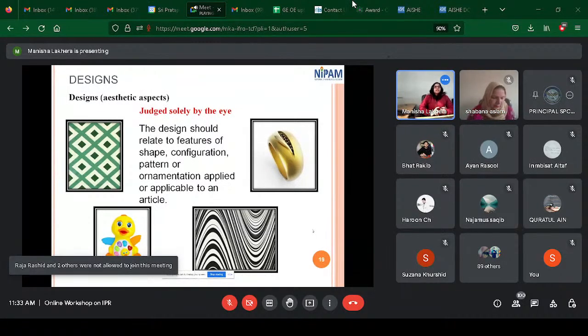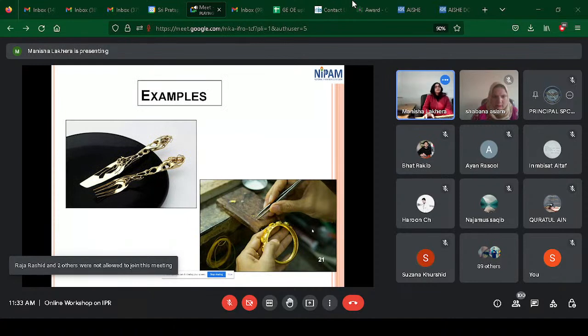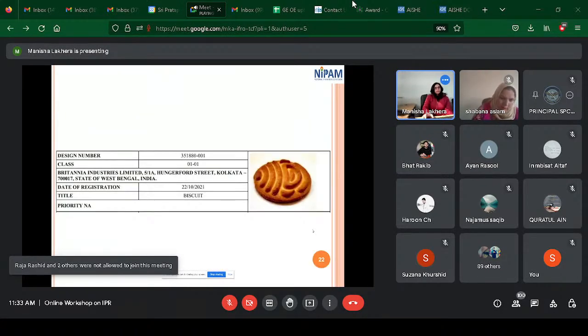Other examples are arrangement of buttons and camera on mobile phones, or the arrangement of camera lenses. They are also registered as design. Crockery design, jewelry design. So when a design gets registered, a design number is obtained.